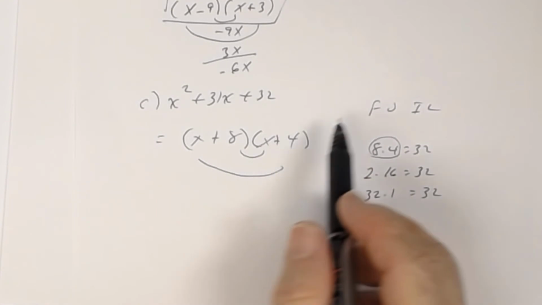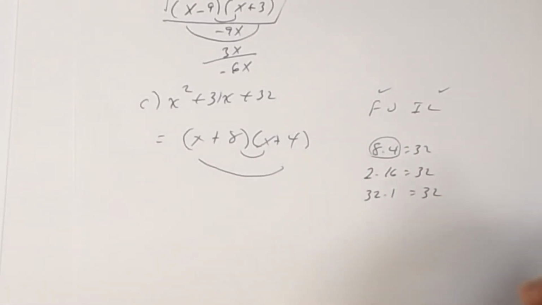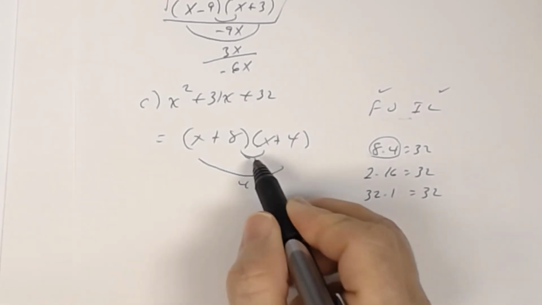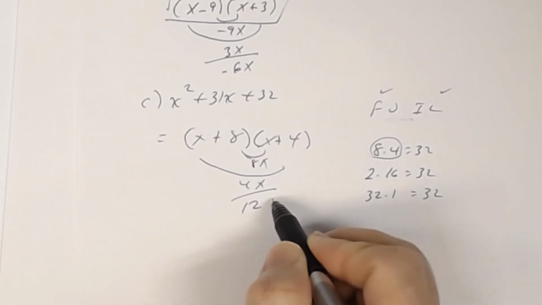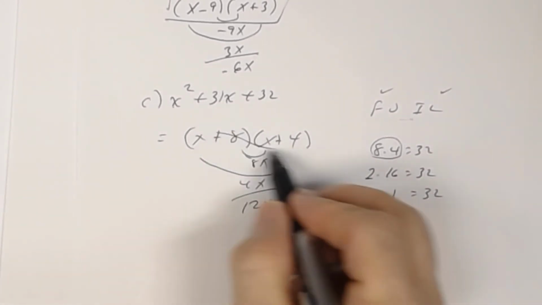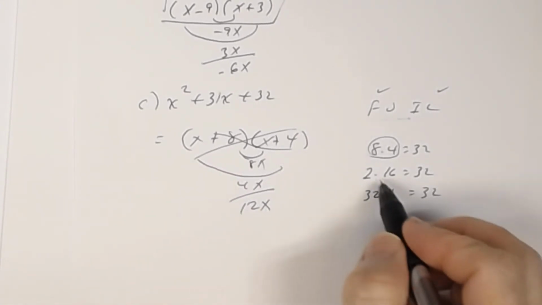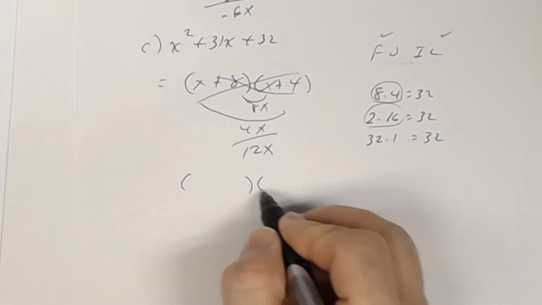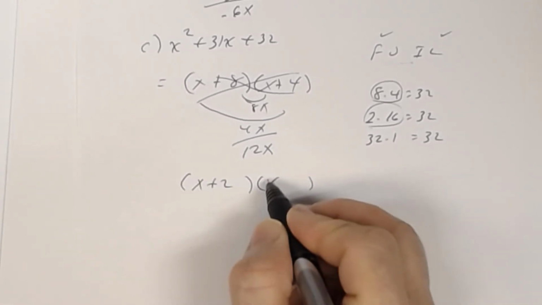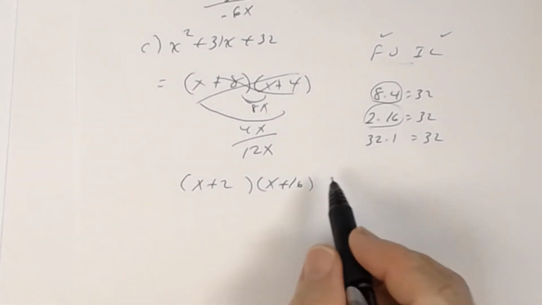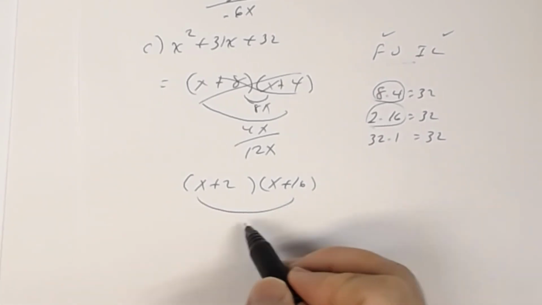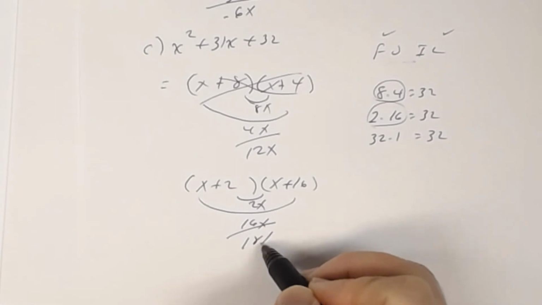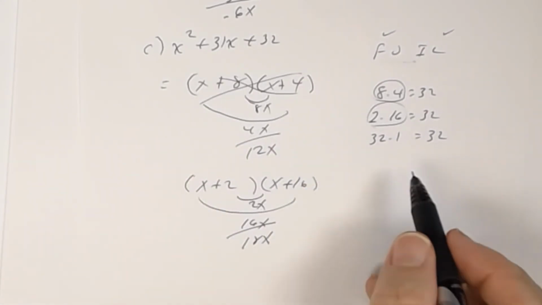All right? So we have the F working, we have the L working. Now let's check the outer and the inner. The outer is 4x, the inner is 8x. When I add them up, I get 12x, and that's not what I wanted. So that didn't work. So let's try 2 and 16 then. So I get x plus 2, x plus 16, right? But that won't work either because the outer is 16x, the inner is 2x, and when I add them up, I get 18x. And that's not what you wanted.